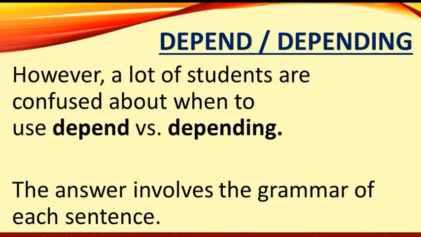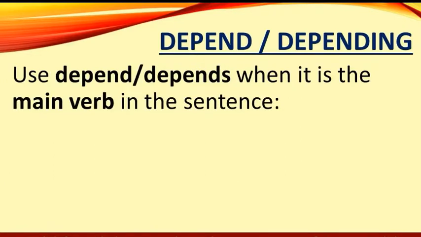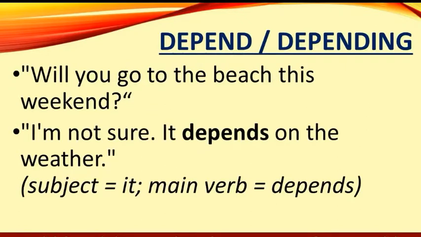However, a lot of students are confused about when to use depend versus depending. The answer involves the grammar of each sentence. Use depend or depends when it is the main verb in the sentence. For example, will you go to the beach this weekend? I'm not sure. It depends on the weather. The subject is it, and the main verb is depends.